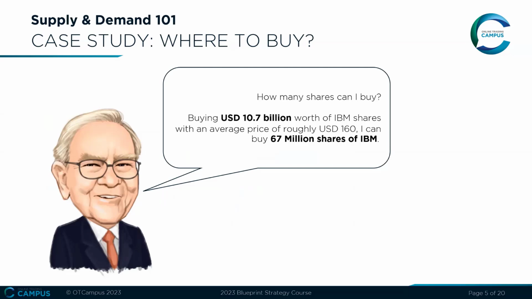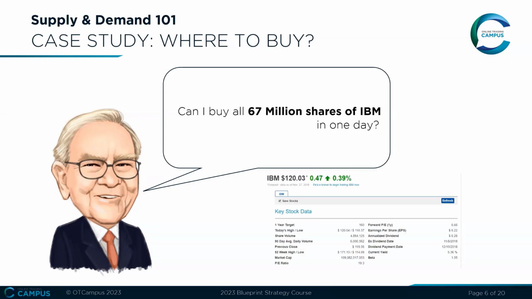Well, that's kind of easy math, right? Let's say we're buying at $160 per share, because that's the share price at the beginning of March. So buying $10.7 billion worth of IBM shares at an average price of roughly, as we said, $160 per share, we can buy 67 million shares of IBM. 67 million shares of IBM at an average price of around $160 per share. That is a lot of shares. So what we do next is, let's put this into the context of the market, specifically the context of IBM.